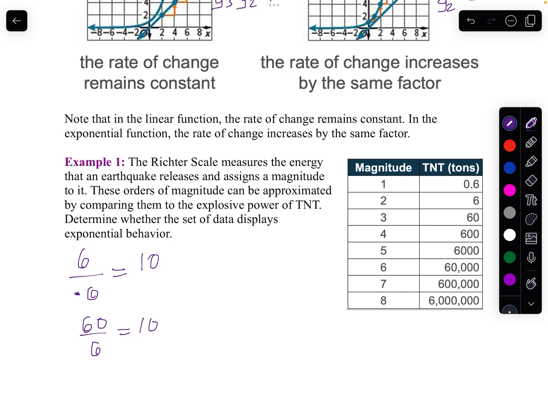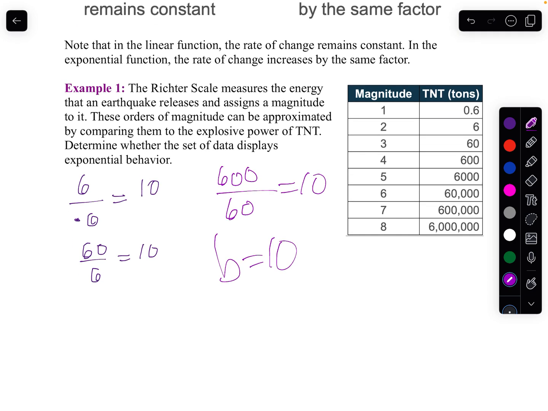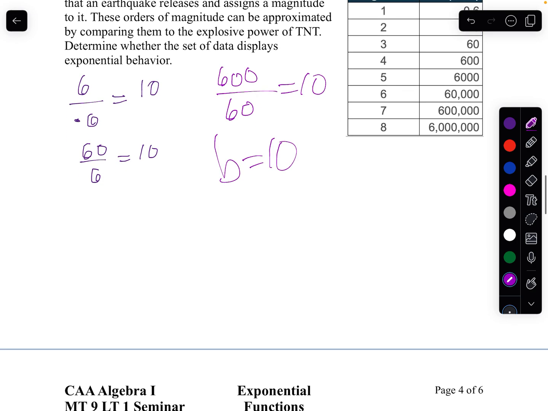Let's take 600. And we'll divide that by the one before it, 60. And I get 10. That makes it exponential. That's an exponential function. My b is 10. That is, I multiply by 10 each time. Now notice they must be next to each other. If they're not next to each other, then we'll have to do some other calculations.